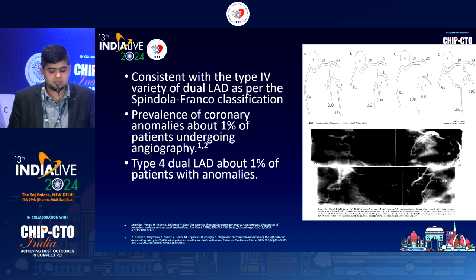And in type 4, as you can see here, in our patient, it arises from the proximal part of the RCA. It travels through to the left side, and it continues its way down towards the apex of the heart. This classification was proposed by Spindler and Franco in 1983, and that's what we still follow these days.